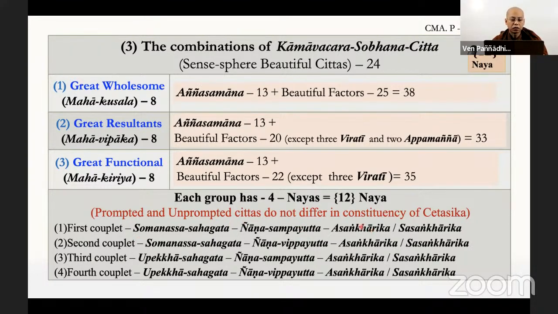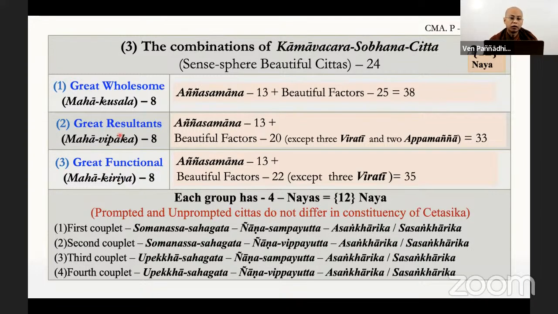The variation to make it 2 is Asankharika and Sasankharika. Then the second couplet is still Somanassa Sahagata, the difference being Nana Vippayutta, dissociated from knowledge. The third couplet changes the feeling: Upekkha Sahagata, Nana Sampayutta. And the fourth one is Upekkha Sahagata, but Nana Vippayutta. In this way, we need to keep in mind these 4 couplets to apply to all 3 groups: Mahakusala, Mahavipaka, and Mahakiriya.